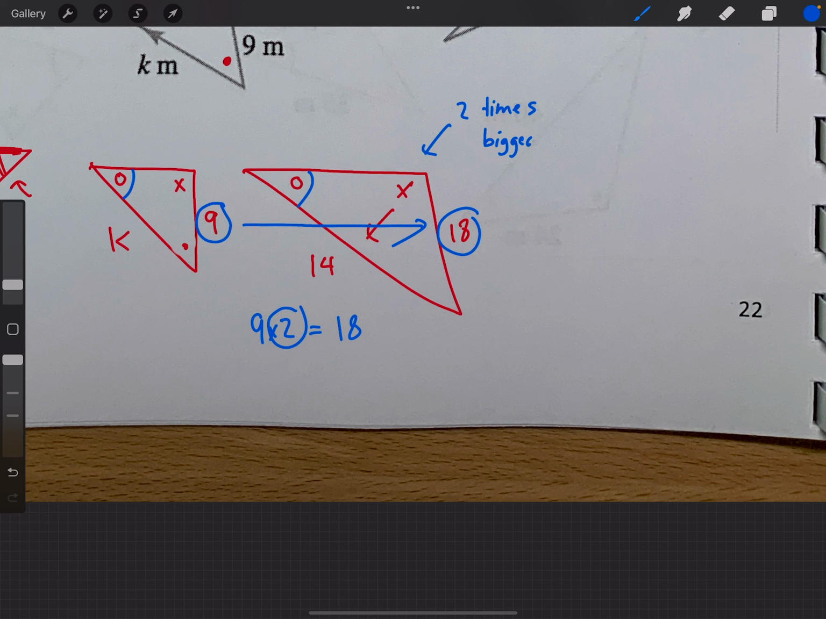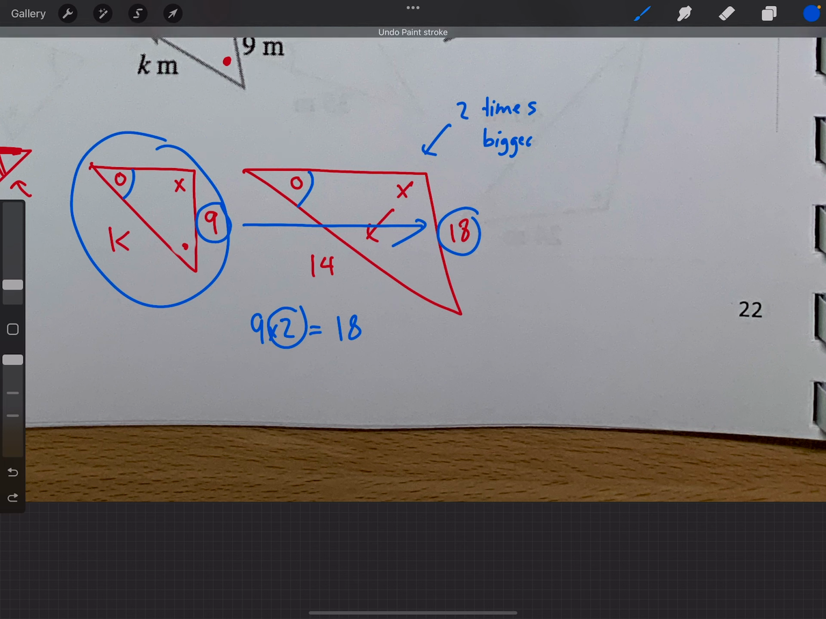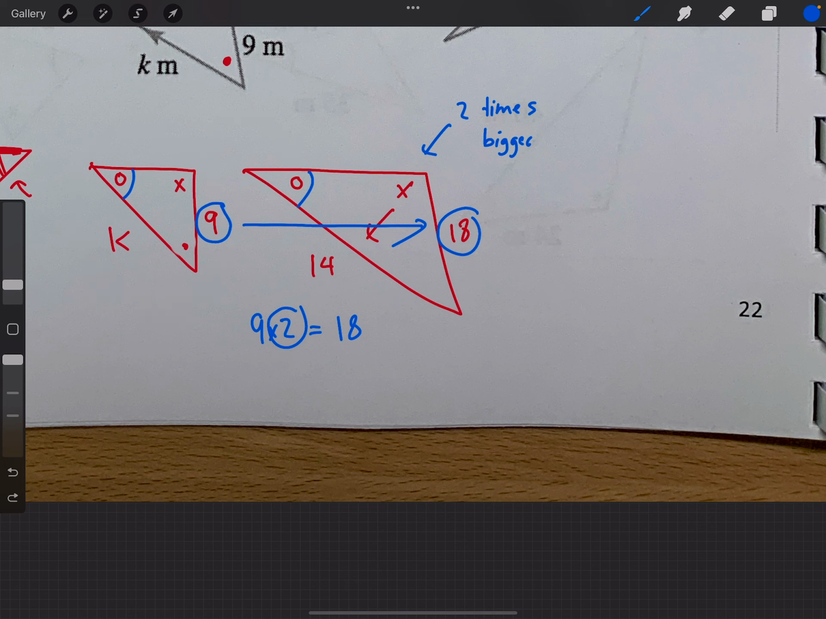It's been expanded. The left triangle has been expanded by a factor of 2 to produce this triangle. So if it has been expanded by a factor of 2, that means all the lengths must be multiplied by 2, must be doubled. This one is 9, so this turns into 18. Now this is k. So if we double k, we get 14. So 2 times k will give us 14. What's k? Well, obviously k must be 7.